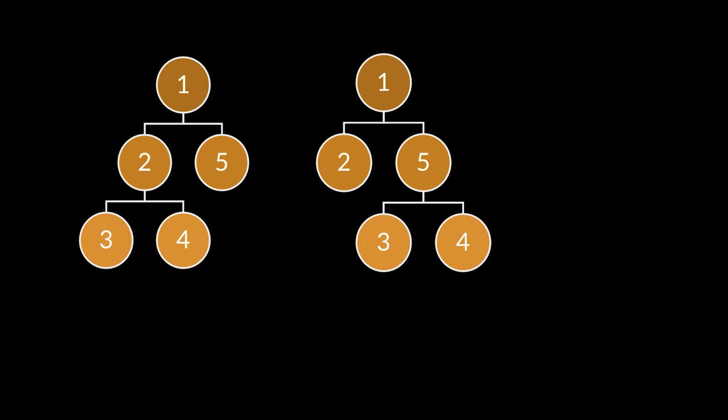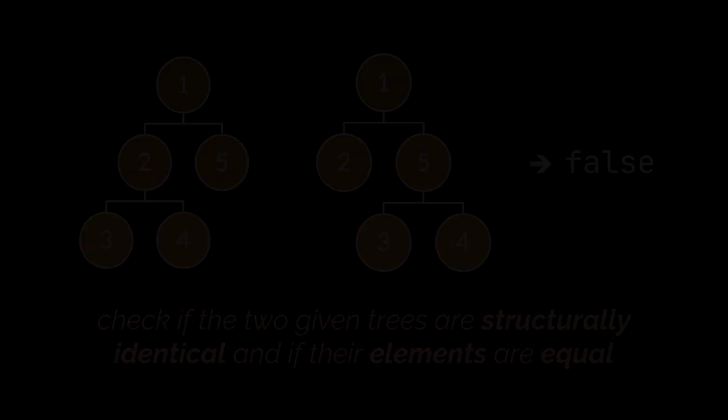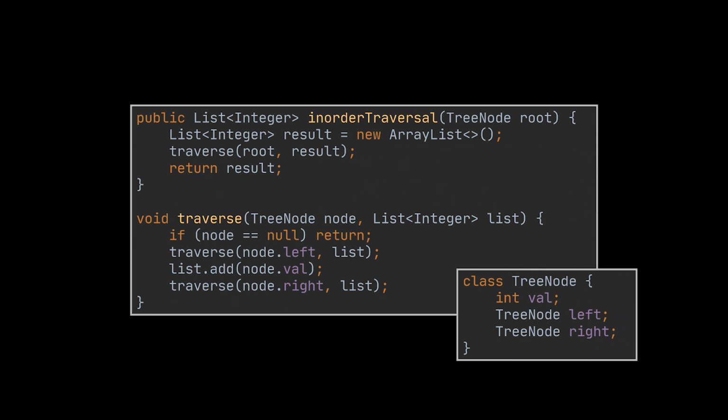So, say the interviewer provides you with the root of two binary trees and asks you to check if these two trees are structurally identical and if the elements of their nodes have the same values or not. Now, to do that, we will have to traverse both trees, and one classic recursive binary tree traversal technique is the in-order traversal, which was discussed and implemented in multiple videos.